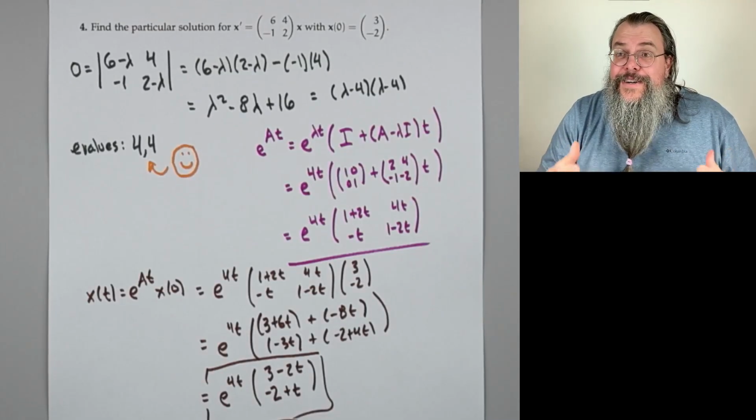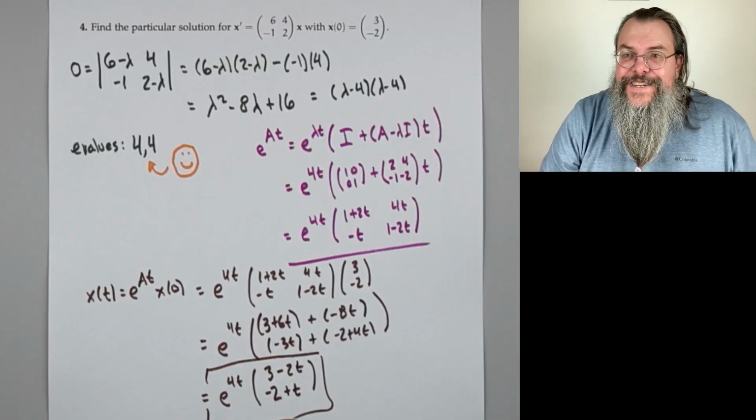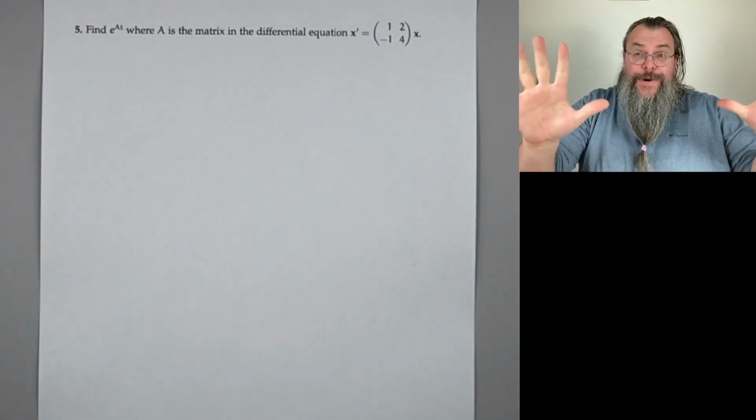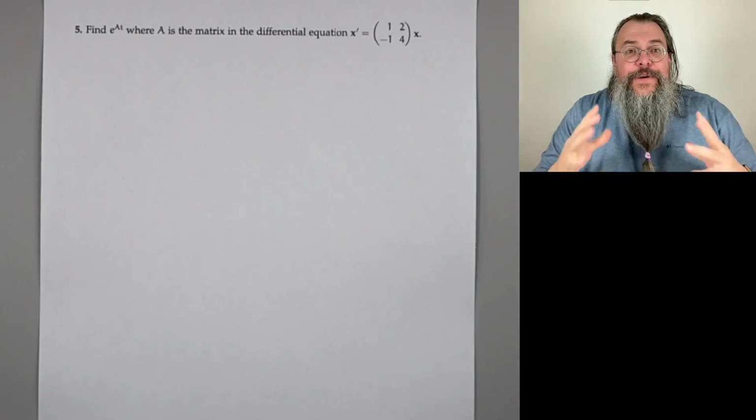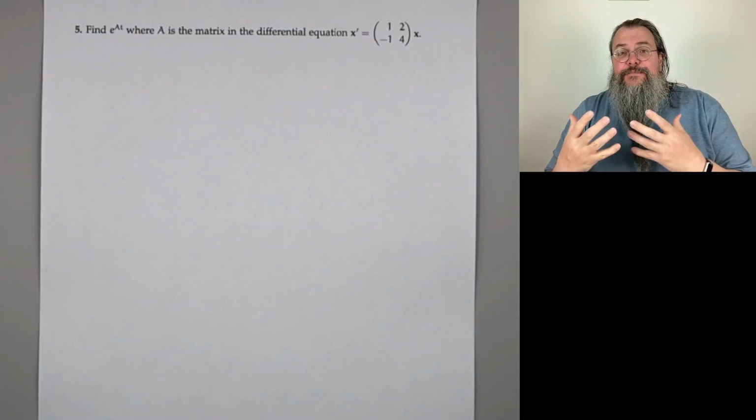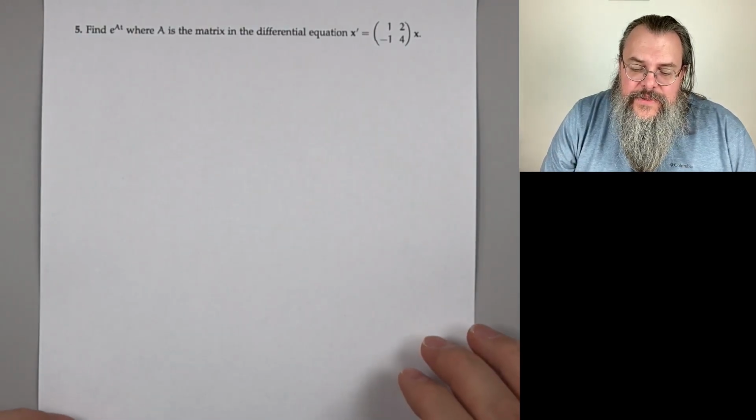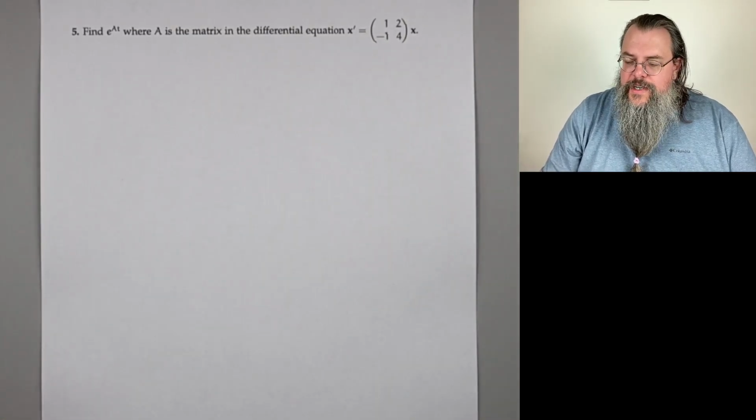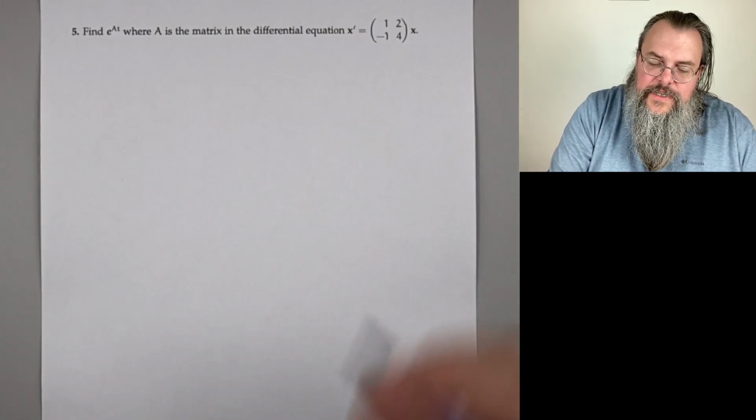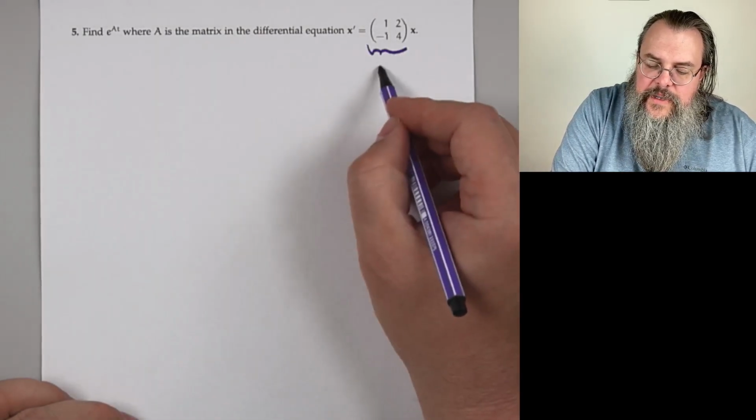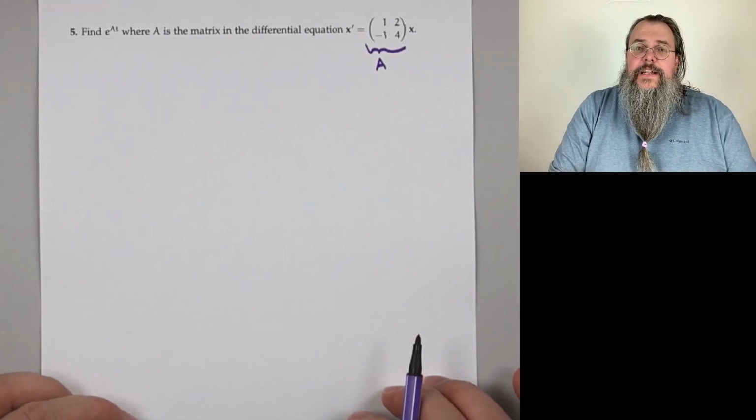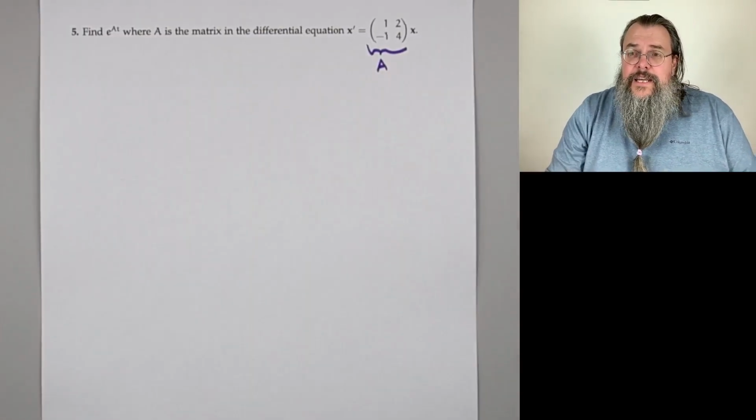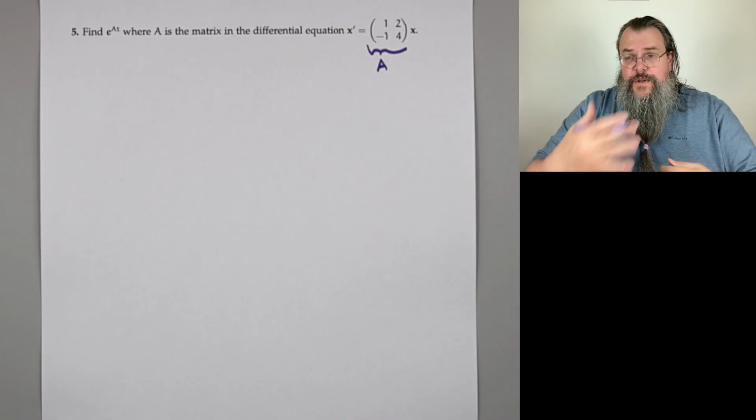All right. But for now, on to the next one. Number 5. Find e to the At, where A is the matrix, in the differential equation x prime equals [1, 2; -1, 4] x. Okay, so in other words, we're saying this part is A. Now, it doesn't have to have a differential equation. We could have just said find e to the At, but we're going to use the differential equation to help us.